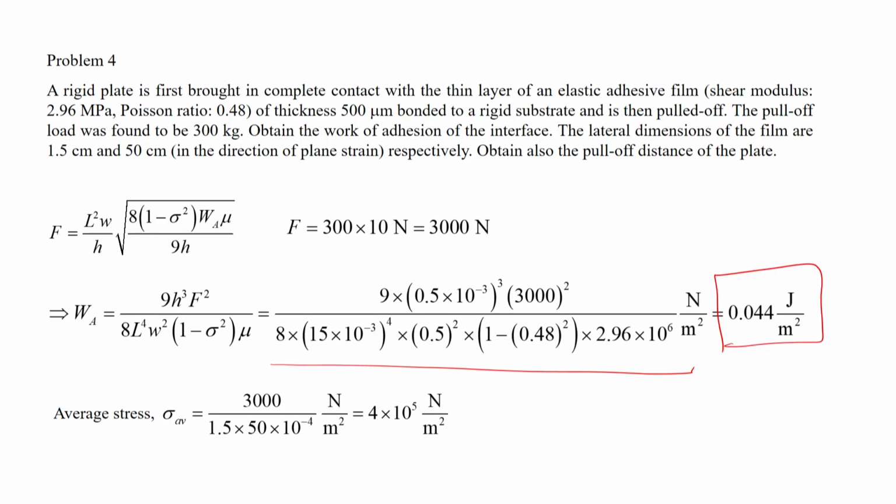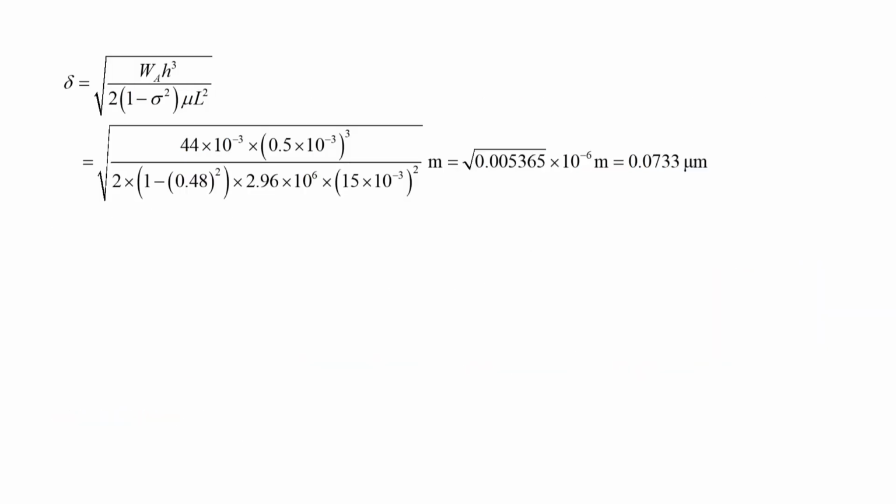And the critical pull-up distance also we can find out, and that is from this particular expression given here, and here W A we will substitute 44 millijoule per meter square, and all the other quantities: 2 into 0.48 square in the denominator, and this is mu here, and then L square and so on. Finally you get that it is about 73 nanometer, because it comes out to be 0.0733 micron. So, that much is the critical pull-up distance at which this separation occurs.